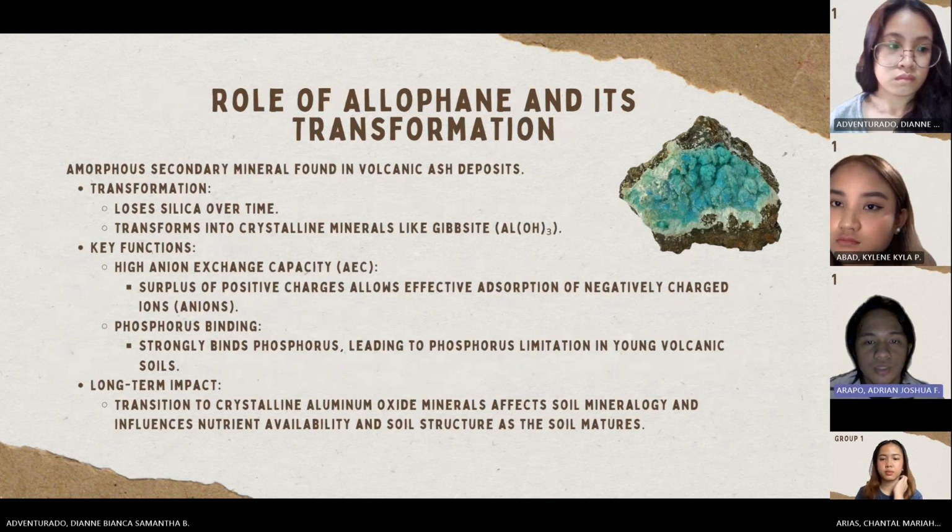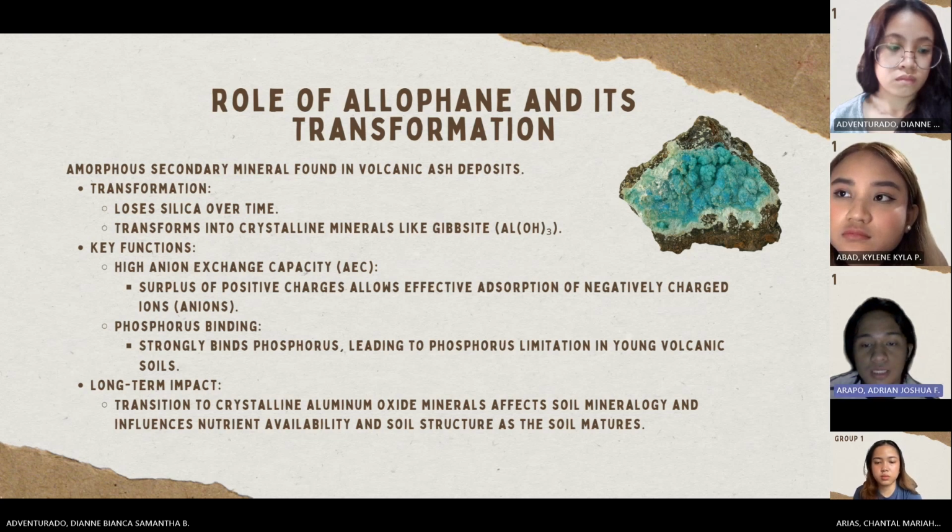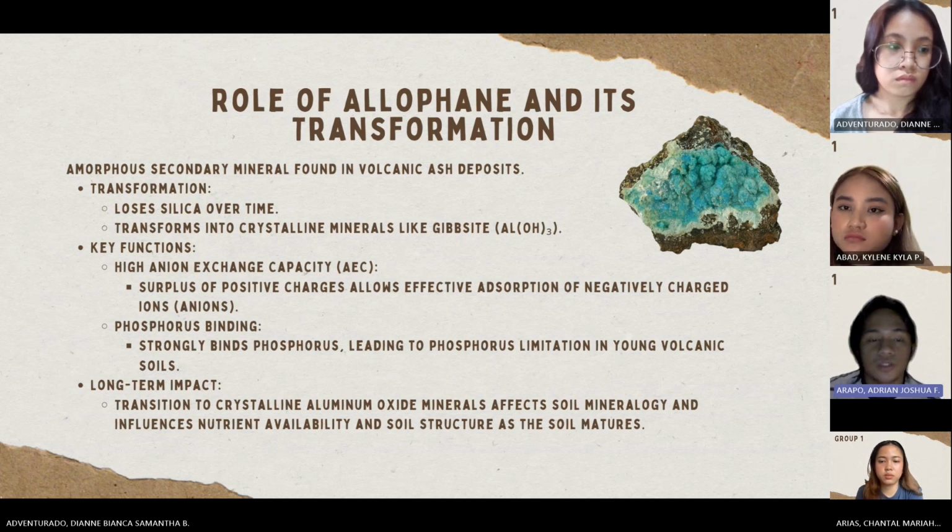Okay. So for the role of allophane, allophane is an amorphous or non-crystalline secondary mineral commonly found in volcanic ash deposits. Its structure makes it distinct from other minerals, giving it unique properties that influence soil chemistry. An example of allophane can be seen on the upper right corner of the screen.